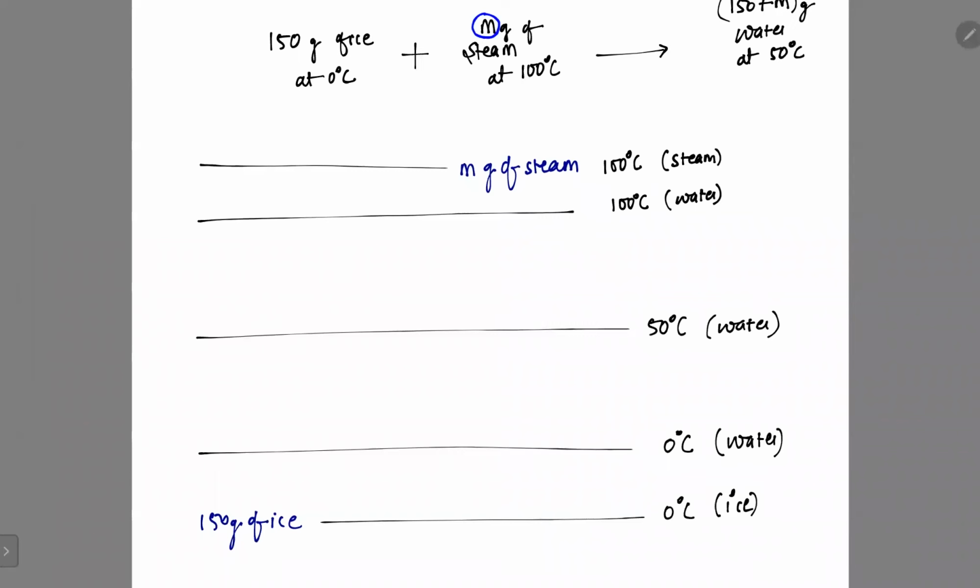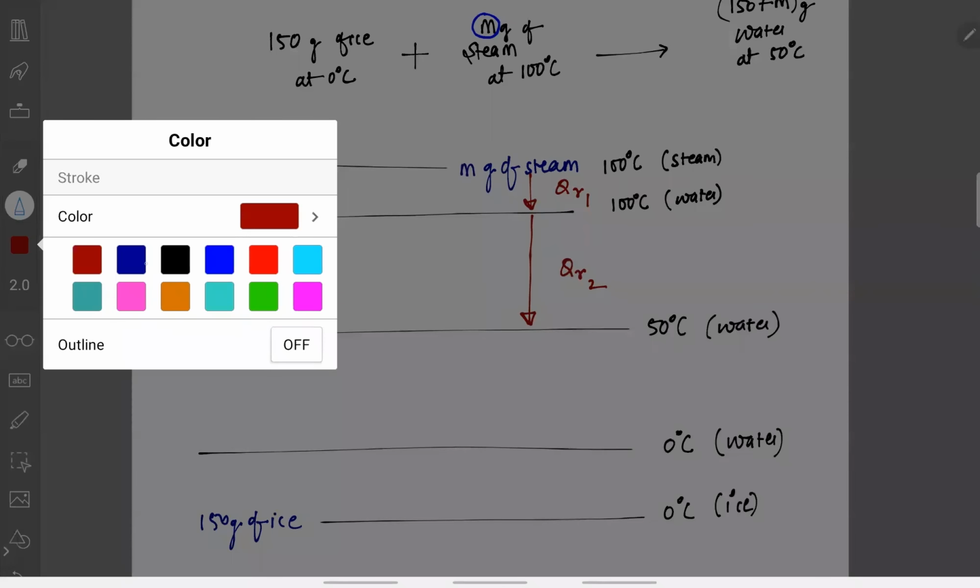Acha. Now try to understand. Steam will first get converted into water, right? So this will be step number 1, isn't it? And then that water will cool down to 50 degrees Celsius, right? So don't you think I can say that this is Q released 1 and this is Q released 2? Beautiful.